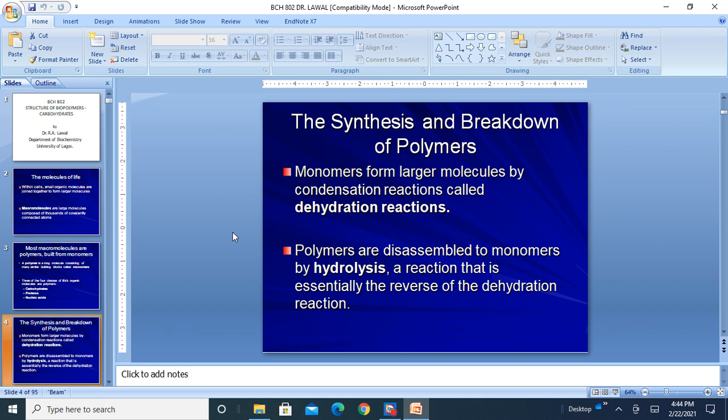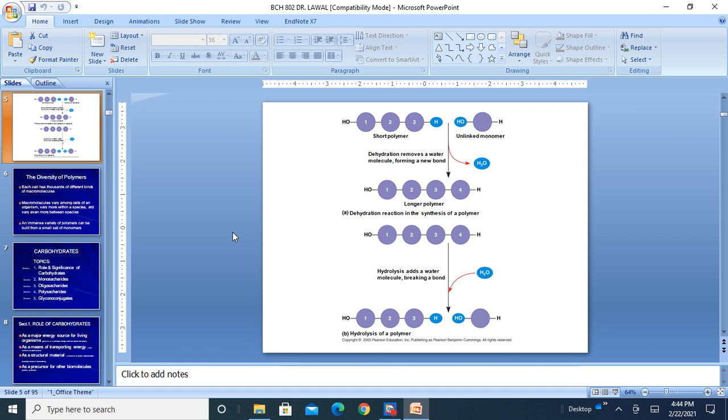The monomers form larger molecules by condensation reactions accompanied by dehydration, while hydrolyzing the polymers can produce monomers such as monosaccharides. This is a diagram depicting how small monomers come together, accompanied by a dehydration reaction with the loss of one water molecule, to form covalent linkages, while the larger polymers can be broken down with the aid of water in a hydrolytic reaction, which is degradative in nature.